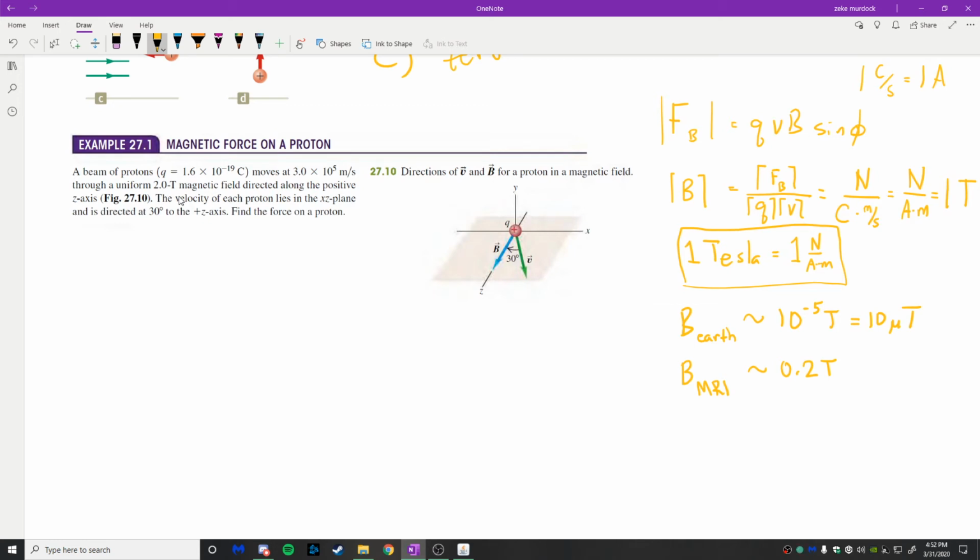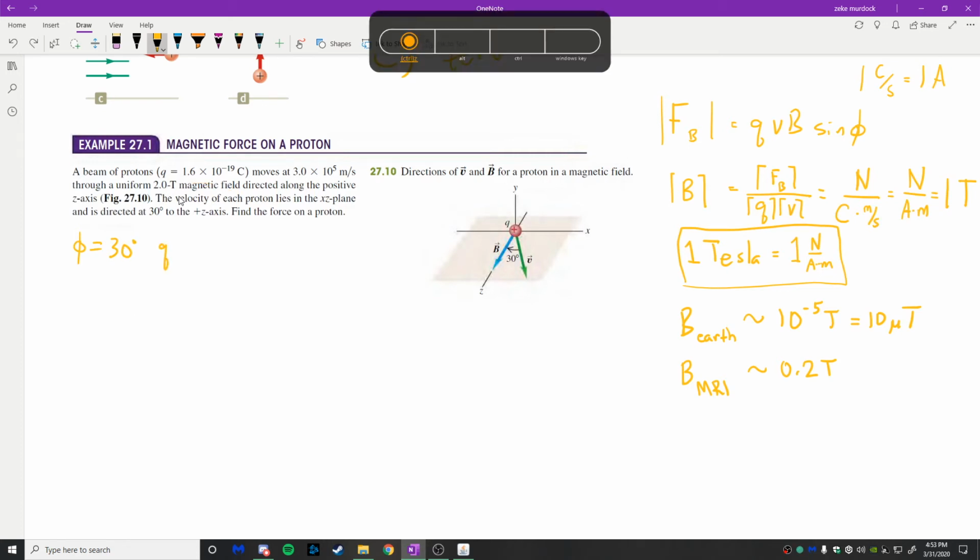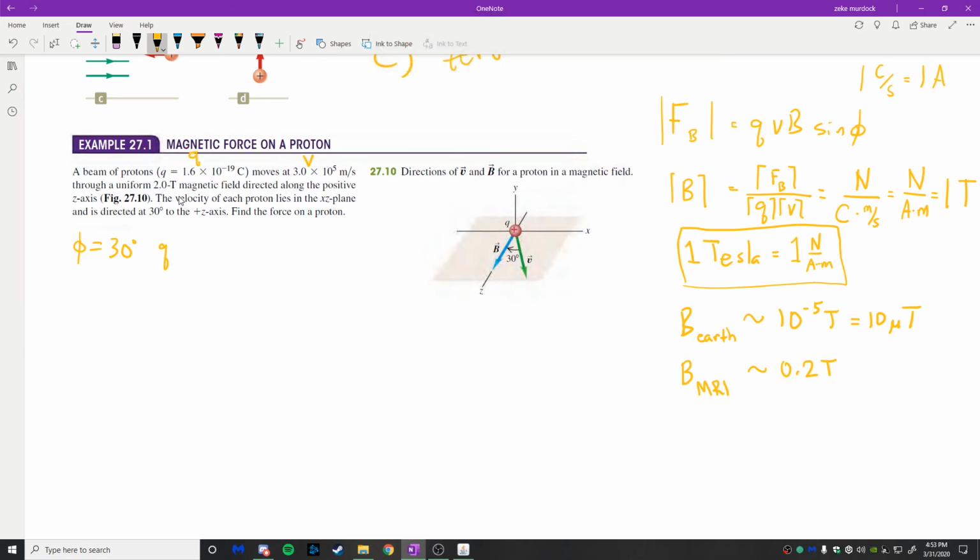So in this problem, a beam of protons with that charge moves at 3 times 10 to the 5, almost a million meters per second, through a uniform 2 Tesla magnetic field directed along the positive z-axis. So here's our z direction, there's our velocity, and there's our charge, right? What we know here is that the angle between the 2 vectors is 30 degrees. We know the size of the charge. It's given right there. We know what the velocity is. So this is the velocity, this is the charge, and there's the magnetic field right there, right?